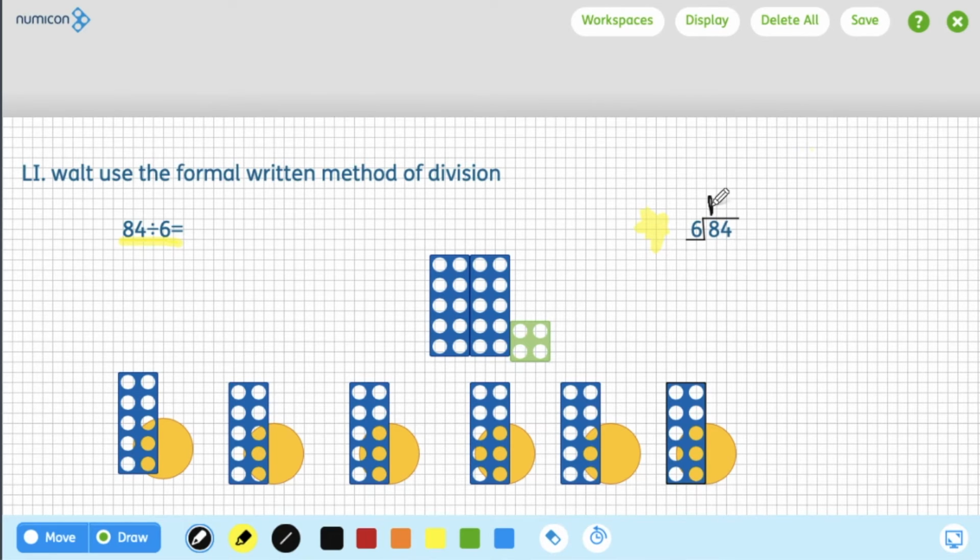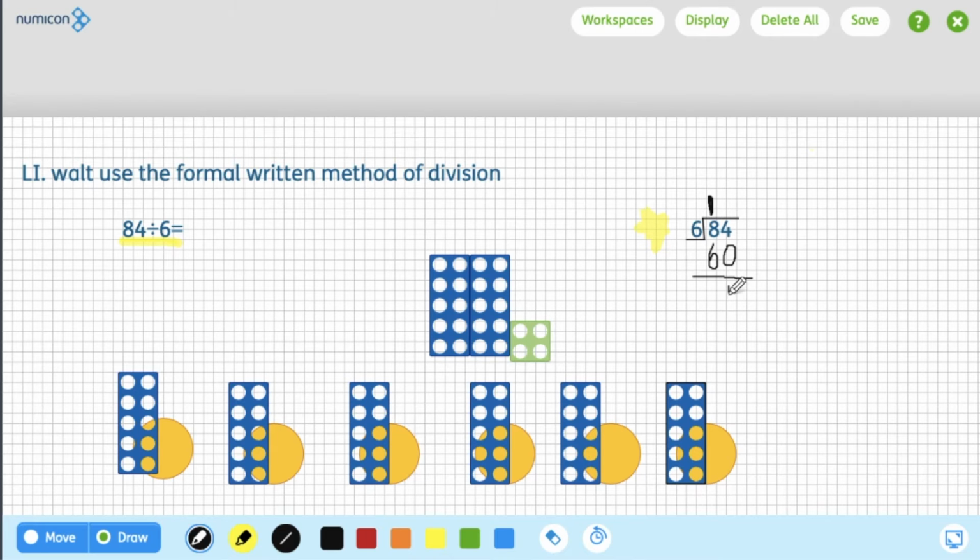So I've moved one lot of 6 tens, and 1 times 6 times 10 is 60, and that's how much I've gotten rid of. As you can see, it's gone. I've split it into my group. 60 is gone. So now I have to take that away from my formal written method.